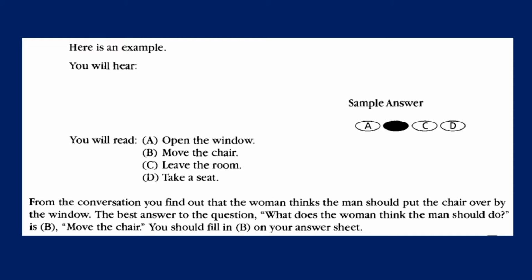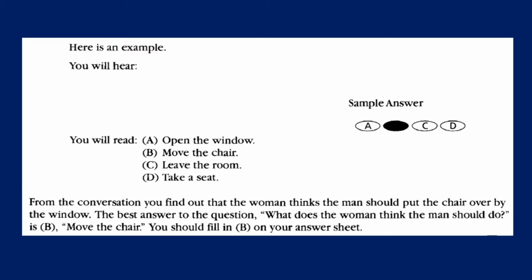Here is an example. You will hear, "Do you think I should leave this chair against the wall or put it somewhere else?" "Over by the window, I'd say." What does the woman think the man should do? You will read, A. Open the window. B. Move the chair. C. Leave the room. D. Take a seat.